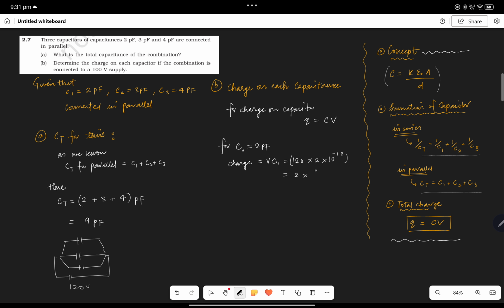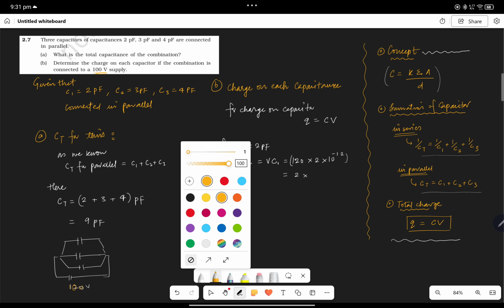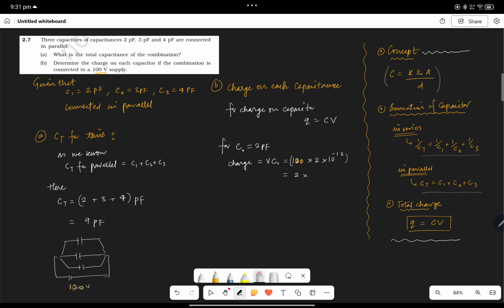Sorry, the volt that is supplied here is 100 volt, right? So this is 100 volt. This is the mistake that I was making here. So this is 100 volt of supply across each capacitor, and by solving, this is going to be 2 into 10 to the power minus 10 coulomb, that is the unit of charge, right? So this is the charge on capacitor 1.